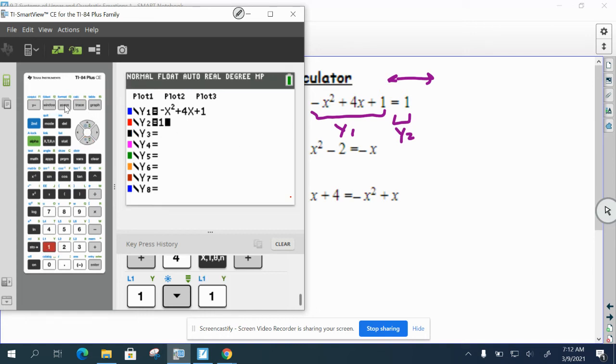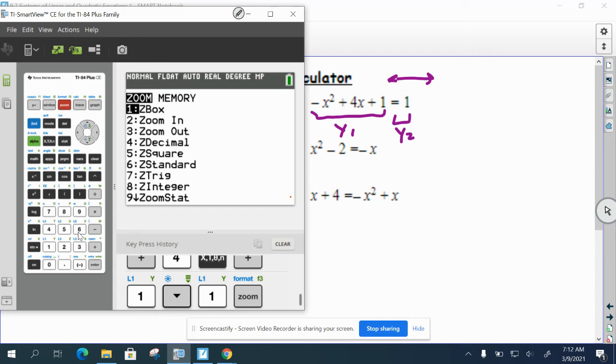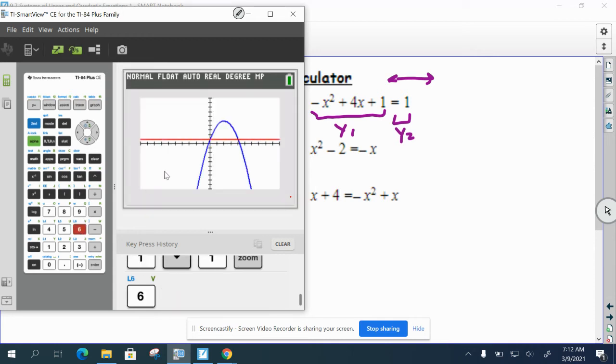Okay, I'm going to press zoom 6 to get to the standard window in case it was zoomed out or zoomed in. So here's my parabola, here's my horizontal line, and I'm going to try to find this intersection point and that intersection point. And the thing is, you can't just guess because although it looks like it's on 0, 1, it might be a decimal or might just be barely there, so we need to learn this method.